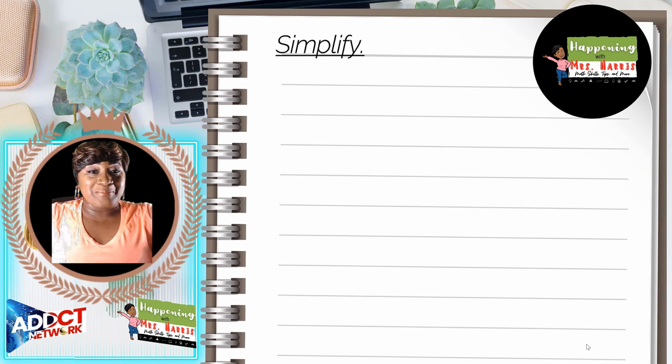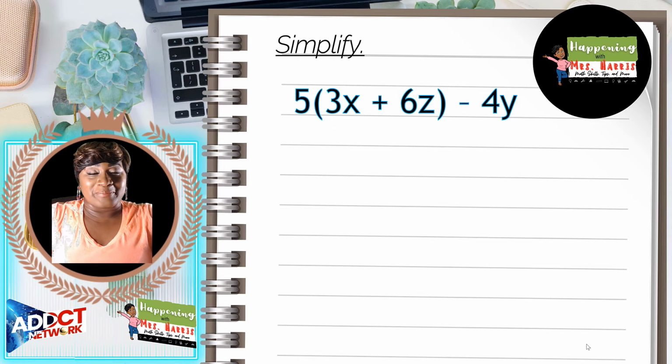Here's our next example. Simplify. 5 times the sum of 3x plus 6z minus 4y. Take your time. I know you got it. Let's go.